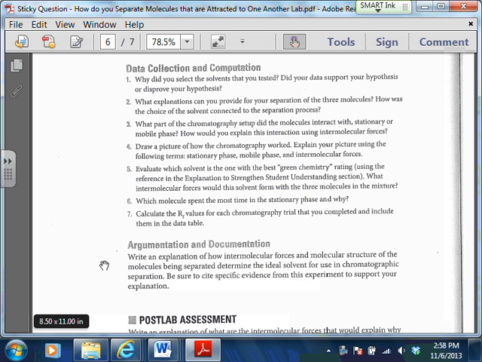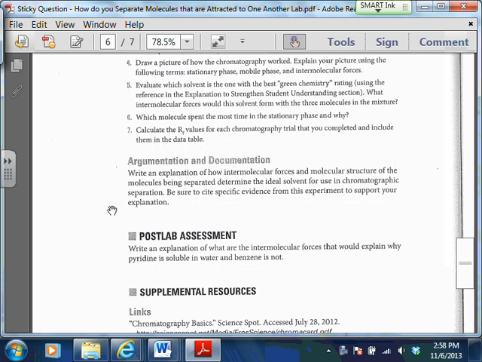What intermolecular forces does this solvent form with the 3 molecules in the mixture? Which one? What's the main intermolecular force? Yeah, I mean, we've already talked about it several times, right? Which molecule spent the most time in the stationary phase? Now we can kind of zip through these because we've talked about all the conceptual stuff. So based on our data, which one spent the most time in the stationary phase? Which dye? Red, yellow, or blue? Red, right? Okay. Because the red traveled the least distance on the paper.